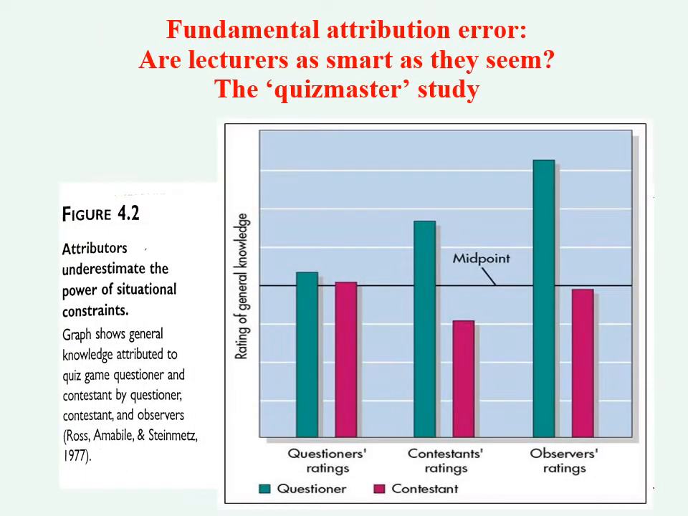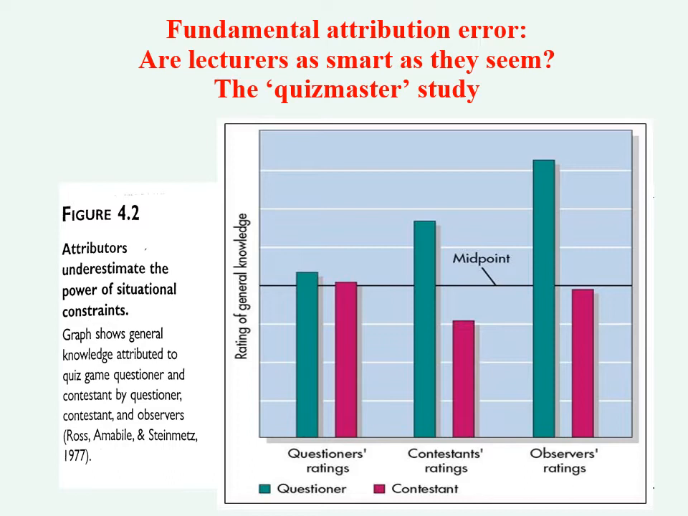Here is another example of how attributors tend to underestimate the power of situational constraints. This is the so-called Quizmaster study by Ross, Amabile, and Steinmetz. In that situation, the participants observed a quiz show where a quiz leader, a quizmaster, questioned a contestant. And the participants, the questioner, the contestant, and the external observers were all asked to indicate who was the more knowledgeable, the questioner or the contestant. They had to rate the knowledge of the contestant who had to answer questions and the quizmaster who asked the questions.